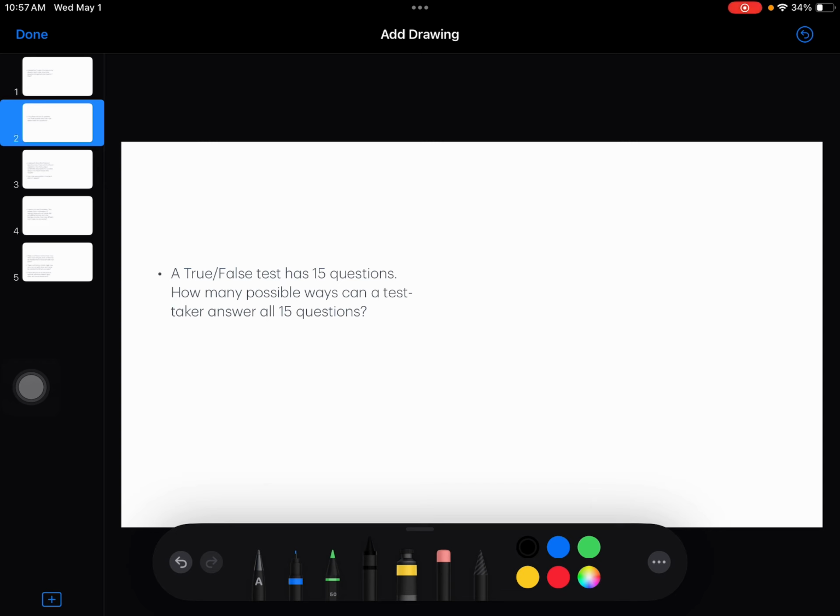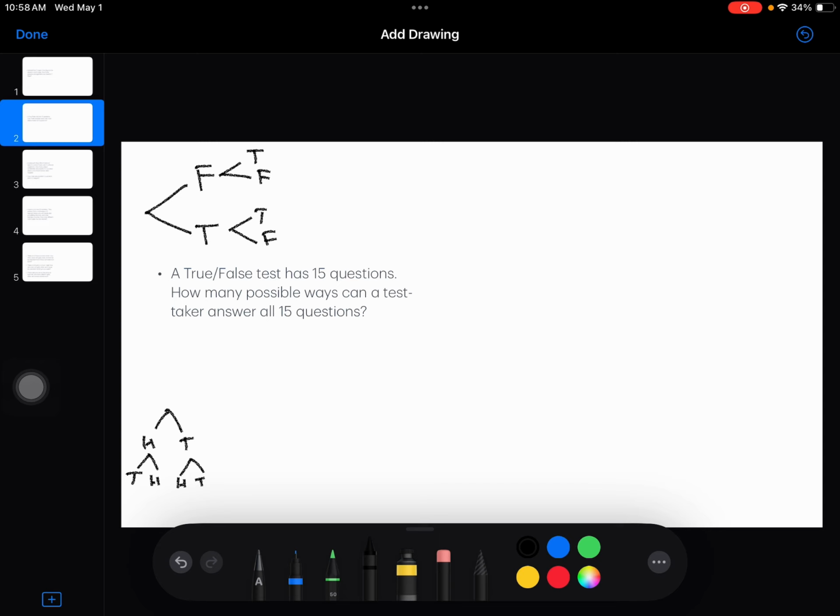Next example, we've got a true-false test with 15 questions. How many possible ways can a test taker answer all 15 questions? Well, for each question, there are 2 possibilities, very much like flipping coins, where we get heads or tails. Each is independent, meaning that the outcome of the previous trial does not affect the outcome of the next trial. And so we can have true or false on any question.